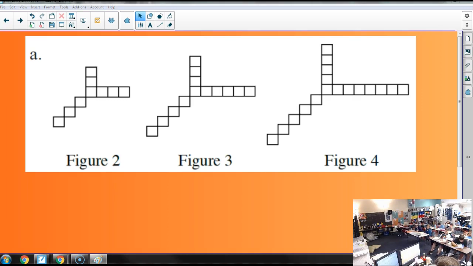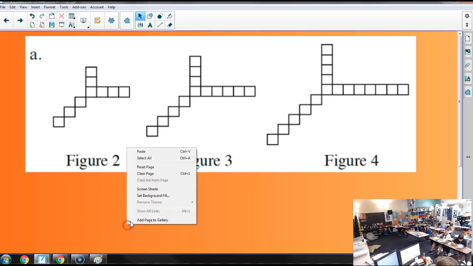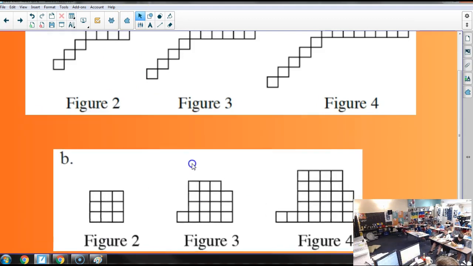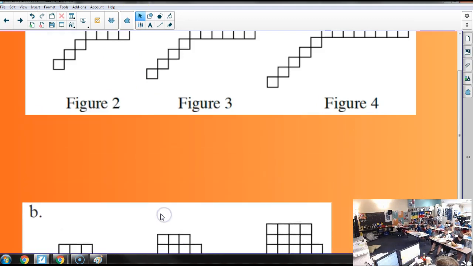Oh, sweet. That's how your brain works. Mr. Ross is a pro. He uses a snipping tool. If you're going to be a teacher, you got to be a pro with a snipping tool.